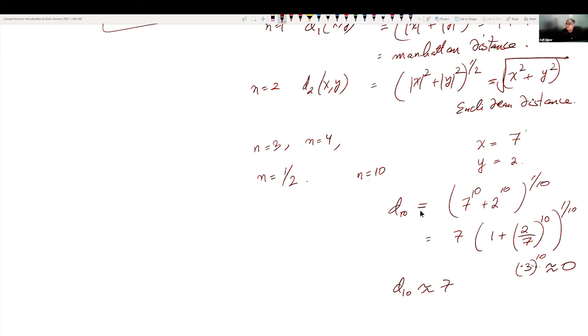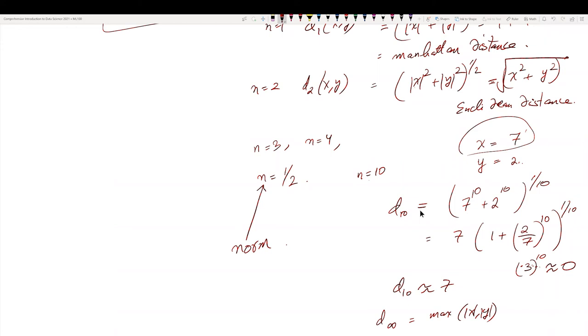Now look at these things. Nothing is special about 7. So what happens is that for a high value of n, as n goes to infinity, D is just the max of X and Y. Whichever is bigger will dominate. So you say that the infinity norm, and the word norm that I deliberately use, Minkowski called the norm.